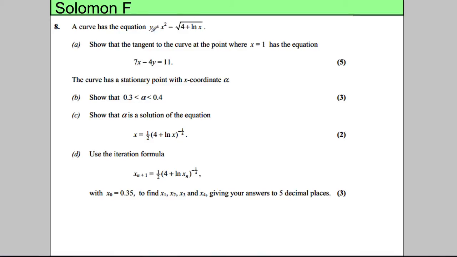In this question, we've got an equation: y is x squared subtract the square root of 4 add the natural logarithm of x. Show that the tangent to the curve at the point where x is 1 has the following equation. Okay, in some ways that's a really nice question because it's a show that: we know where we're starting from, we know where we need to get to.